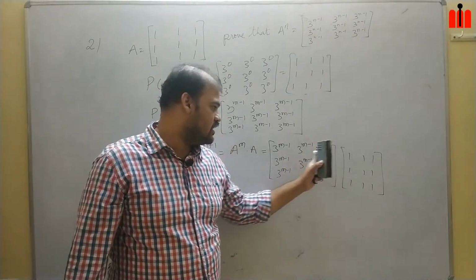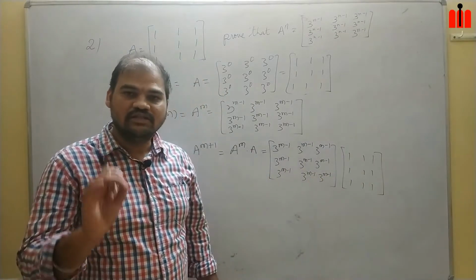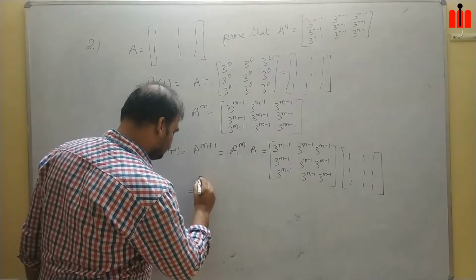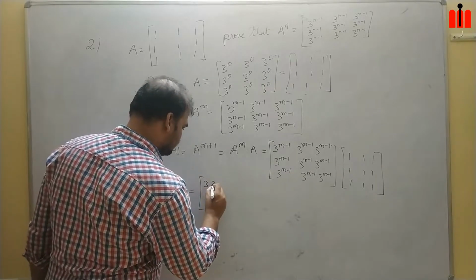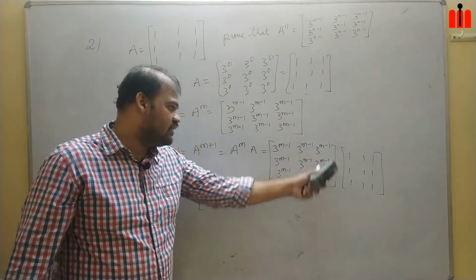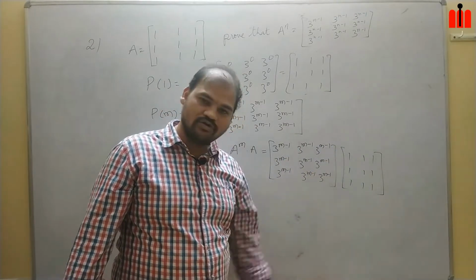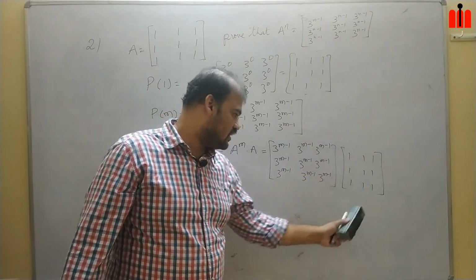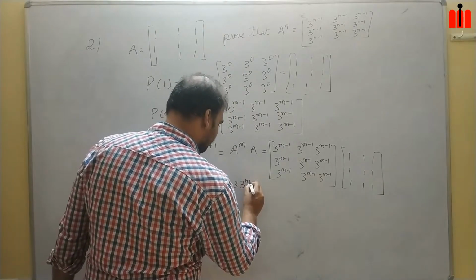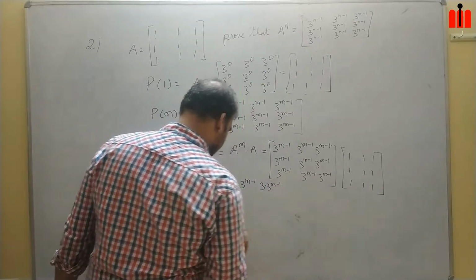3 to the power of m minus 1, plus 3 to the power of m minus 1, plus 3 to the power of m minus 1, which is 3 into 3 to the power of m minus 1. This result will be the same for each and every element. For the first row and second column it is the same, and for the first row and third column it is also the same. So every entry will be 3 into 3 to the power of m minus 1.